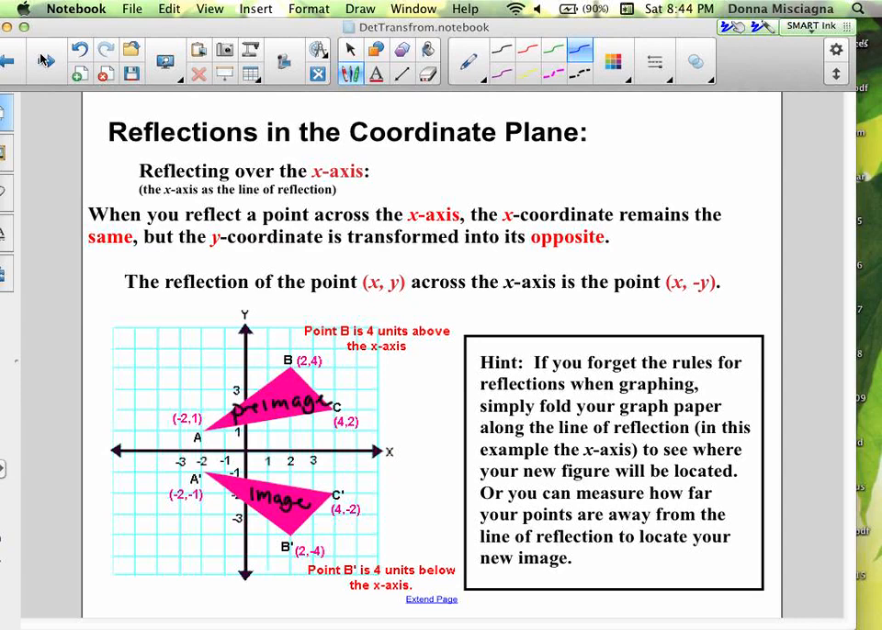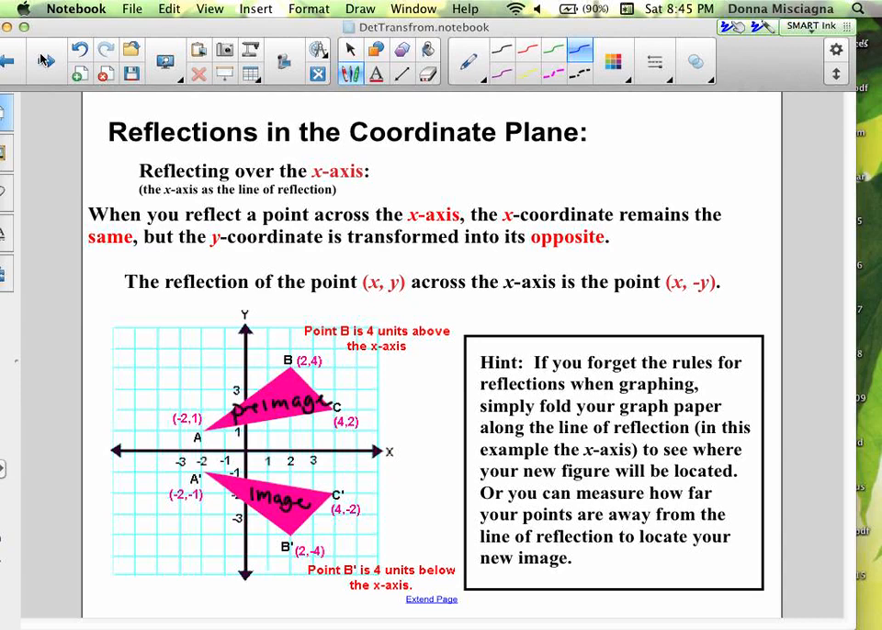You should notice that between A and A prime, something is different. And between B and B prime, something is different. And between C and C prime, something is different. Have you figured out what's different? When you reflect a point across the x-axis, the x-coordinate remains the same, but the y-coordinate is transformed into its opposite. So the reflection of the point (x, y) across the x-axis is the point (x, -y). So keep the x, make the y the opposite. And that makes sense. We're reflecting over a horizontal line, so we're not moving horizontally at all. We're moving vertically. So of course the vertical, the y, is going to change.